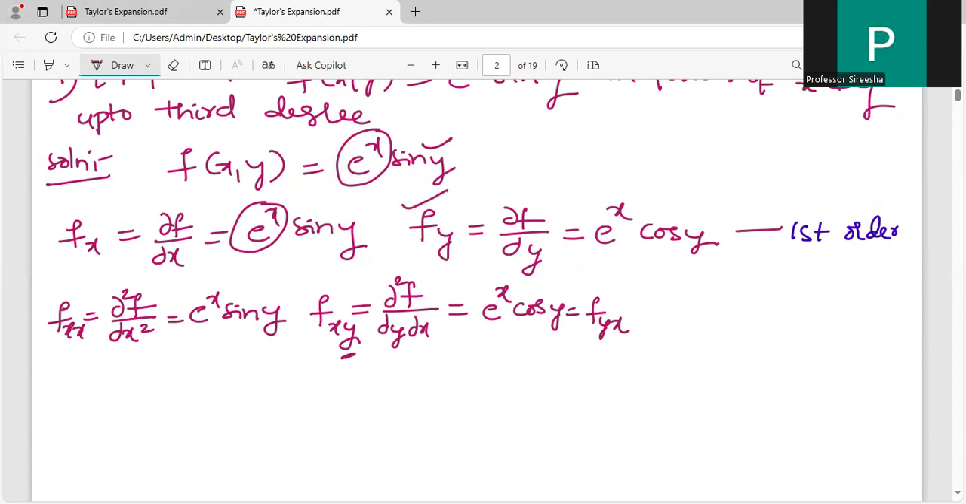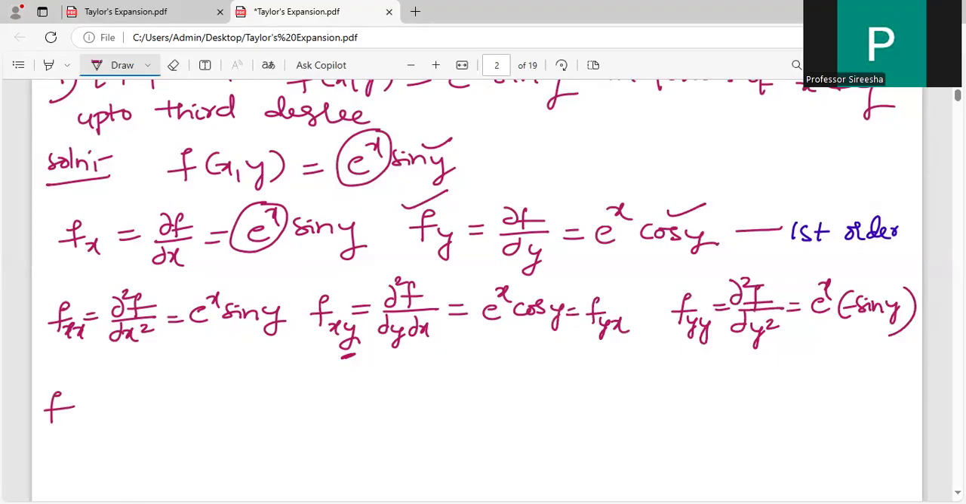Next thing is fyy, I'll be differentiating again with respect to y. That would be nothing but dou square f by dou y square. In the formula also I would have written in this format, but that looks very huge, because of which I am writing it normally using the suffix notation. I hope you understand. Now, the y term would be cos y. Differentiation of cos y, you all know, would be minus sine y. Fine?